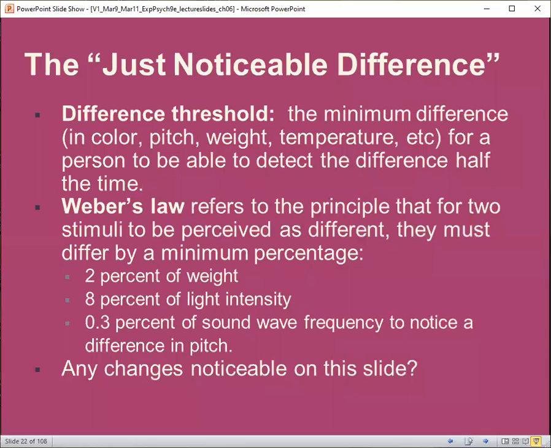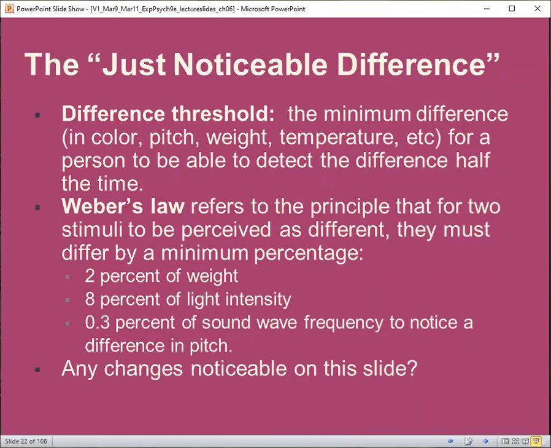Okay. The other item I want to cover is something referred to as the just noticeable difference. So this is yet a different type of threshold, the difference threshold. The minimum difference in color, pitch, weight, temperature, etc., for a person to be able to detect the difference half the time. Again, back to that notion of half the time. Now, Weber generated a law. Weber's law refers to the principle that for 2 stimuli to be perceived as different, they must differ by a minimum percentage. So they've run the numbers and they've come up with the percentages of difference that must be there for you to be able to notice a difference half the time.